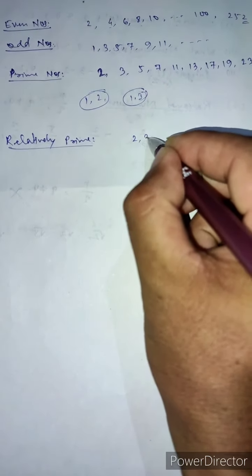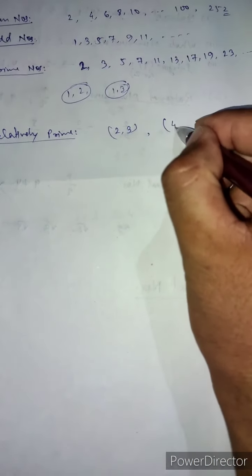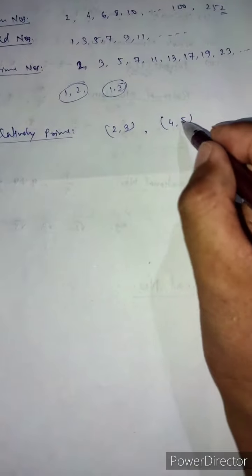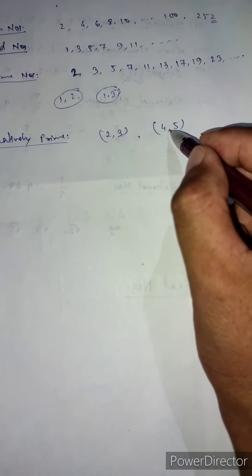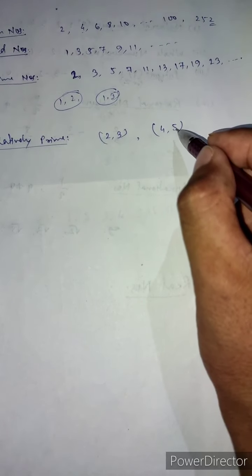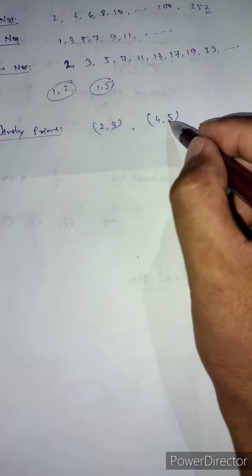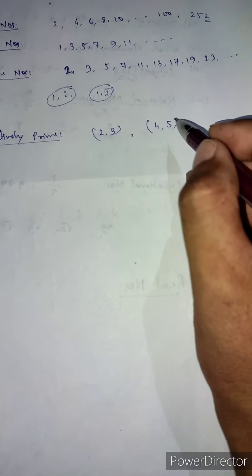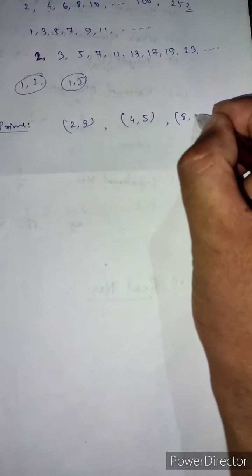For example, 2 and 3 are relatively prime, and they are also prime themselves. Then let us take another example, 4 and 5. 4 and 5 do not have a common factor other than 1. Only 1 is the common factor of 4 and 5. On the other hand, 4 is not prime, but 5 is prime, and still they are called relatively prime.